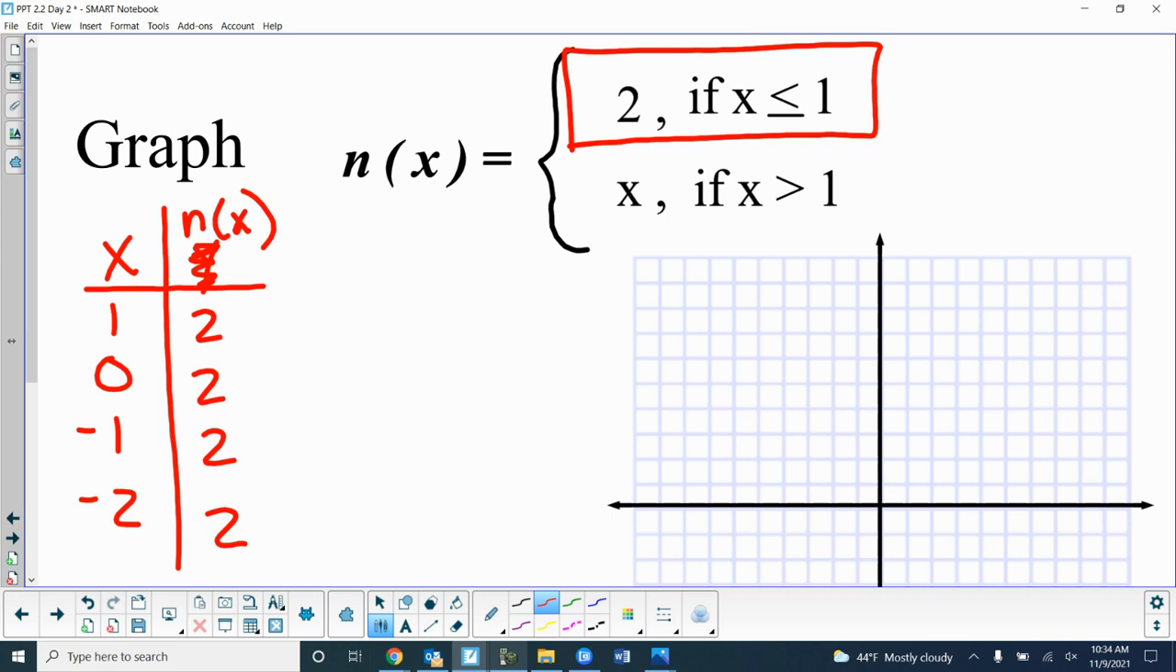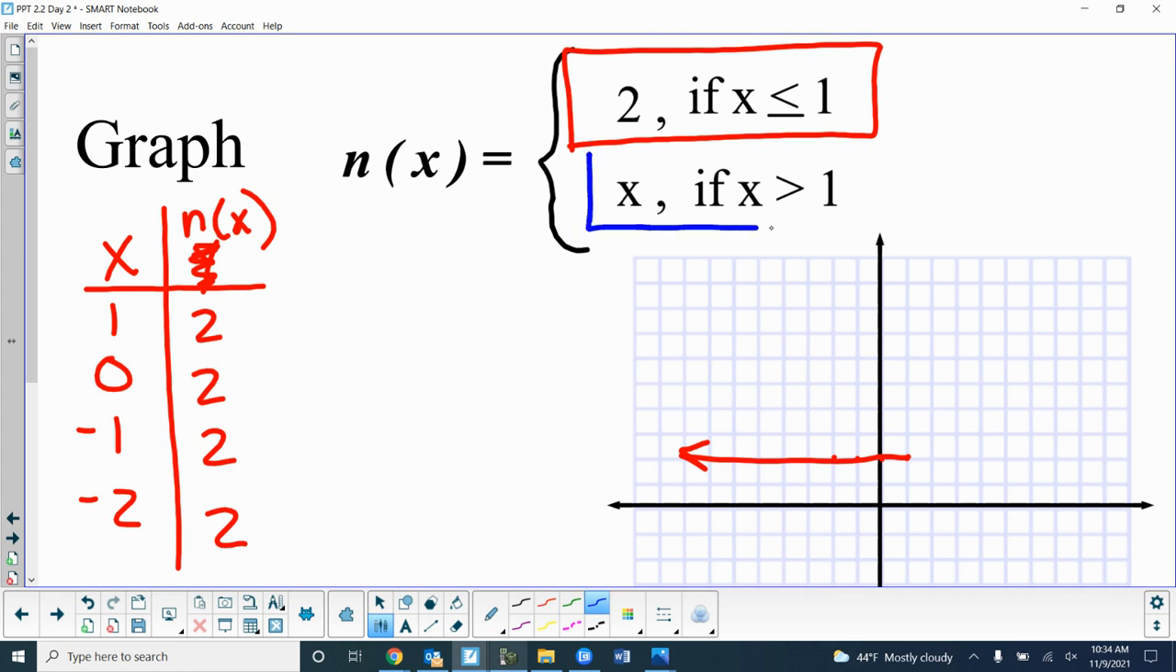So for that piece, all right, I got the points 1, 2, 0, 2, negative 1, 2, and negative 2, 2. What's that look like? Horizontal line, right? So that's what the red piece looks like.